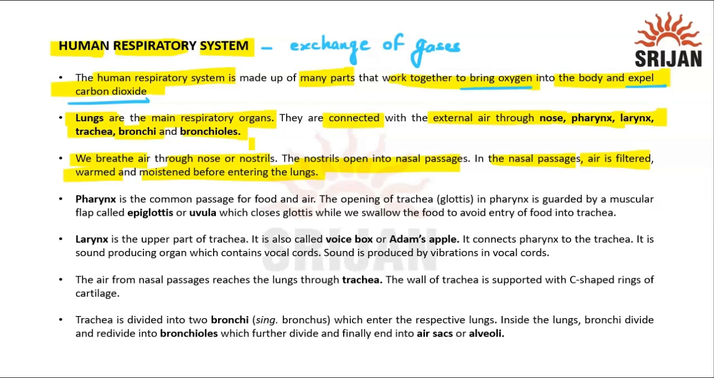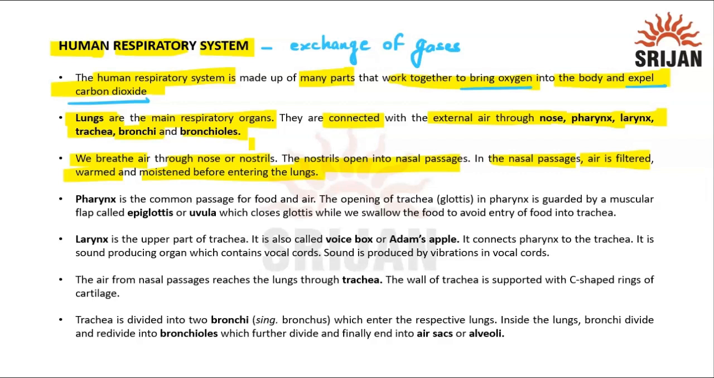But the thing with the mouth is that there is no hair in your mouth, and the hair in the nose plays a very important role: it filters the air of dust and unnecessary particles. That is how the nose plays its part. Not only that, it also warms up the air so that when it enters our body it has the same temperature, and moistens it so that it passes through our body very easily.